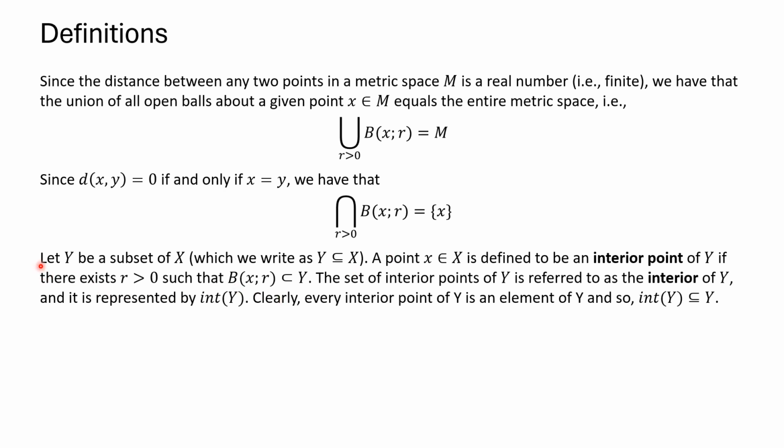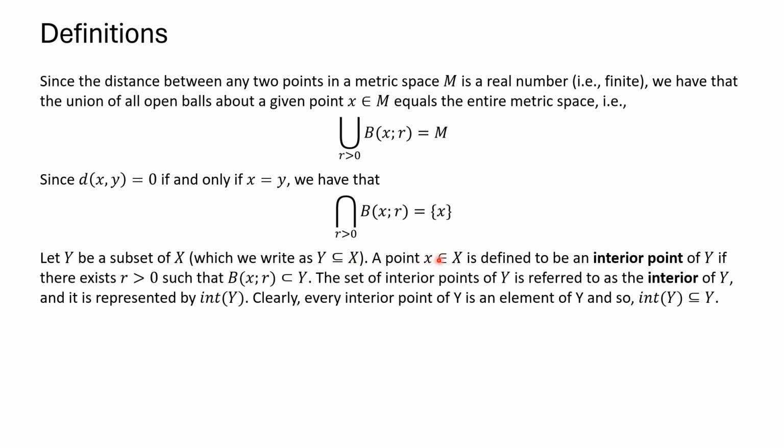We have a definition here. Let y be a subset of x. We write that as y ⊆ x. You've probably seen that notation before. The little underscore means it could possibly equal all of x. If you remove the underscore, then it's what's called a proper subset, and that means it doesn't equal all of x. But in this definition, we leave open the possibility y could be all of x.